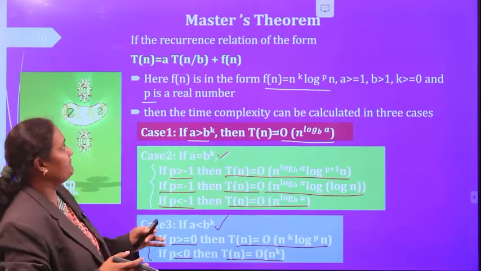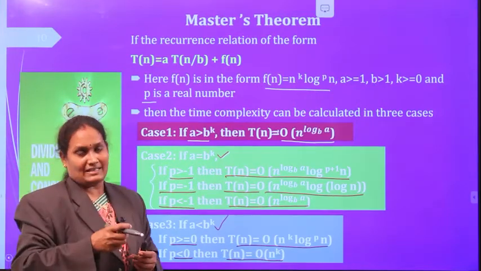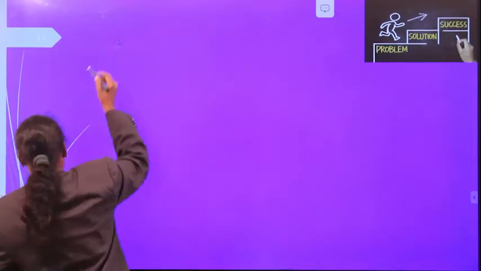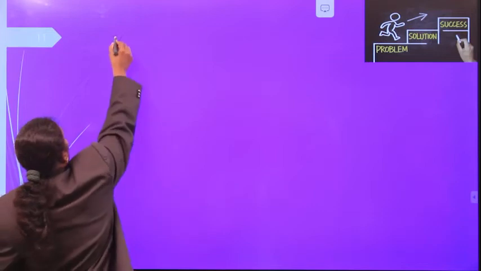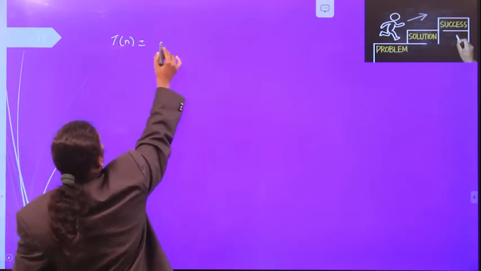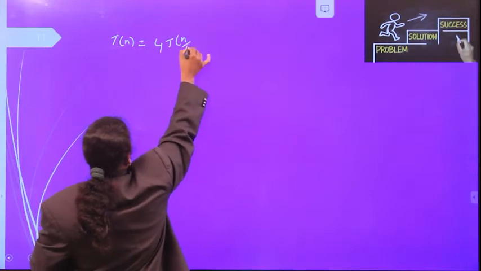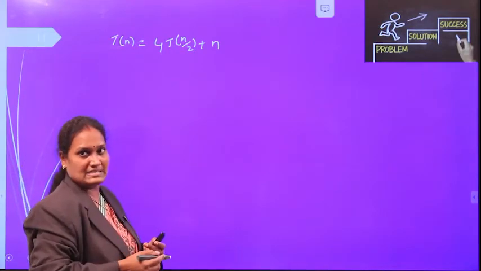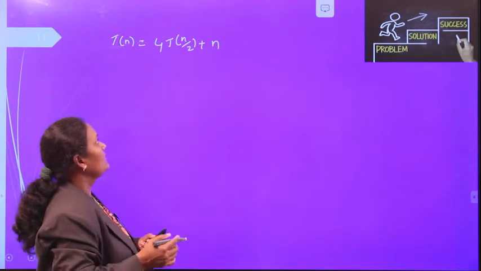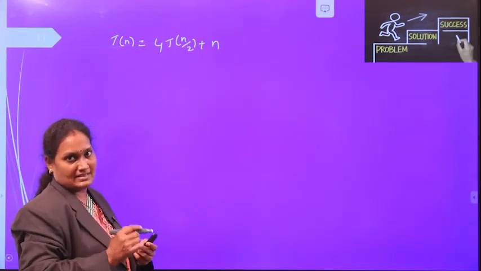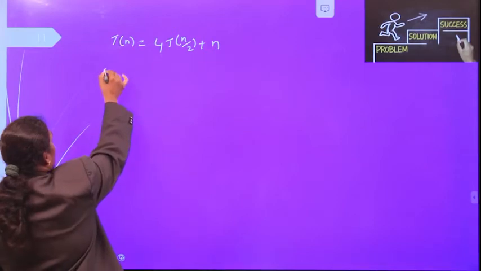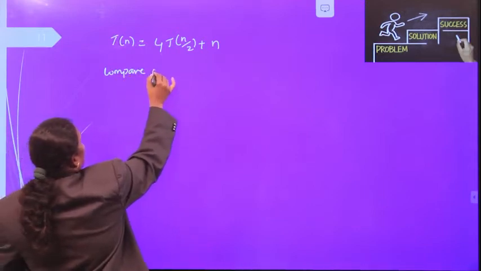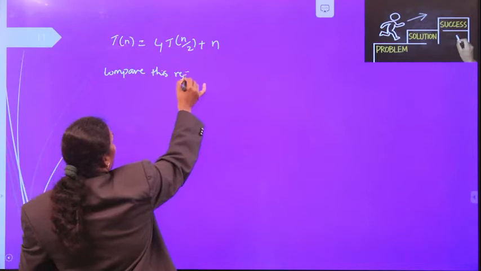Now, by using Master's theorem, how to find the time complexity? Let us see an example for this. Here I have given the recurrence relation T of n is equal to 4T of n by 2 plus n. I have taken the same example that we saw earlier. Now I want to find the time complexity of this recurrence relation. For finding the time complexity, first you need to compare this recurrence relation with the general recurrence relation.